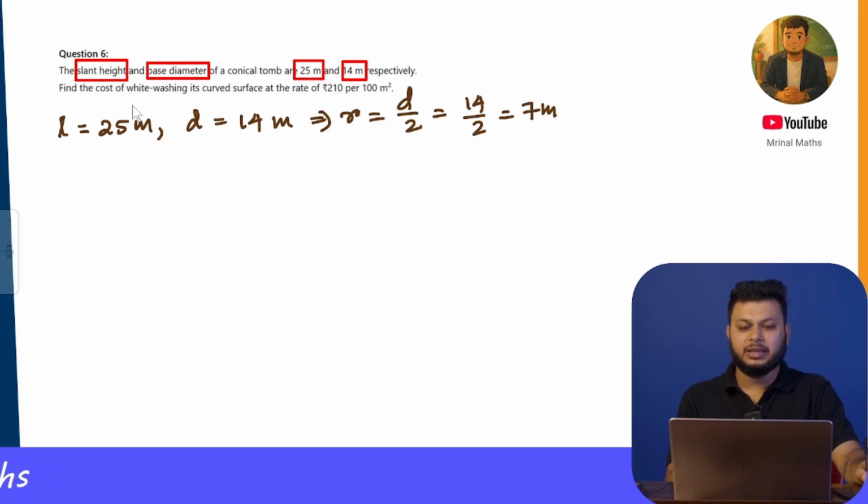Now they are asking, find the cost of whitewashing its curved surface area at a rate of 210 per 100 meter square. Okay, we'll come to this part later on.